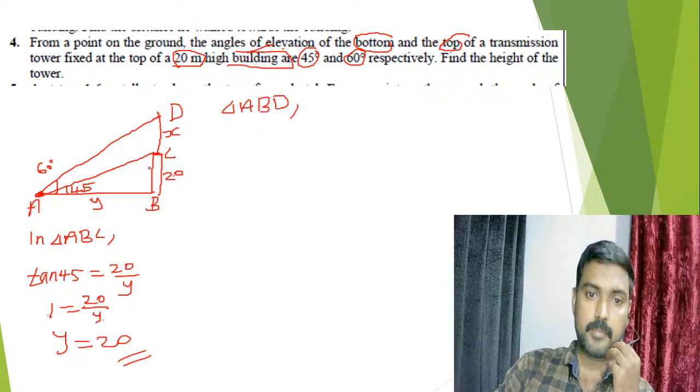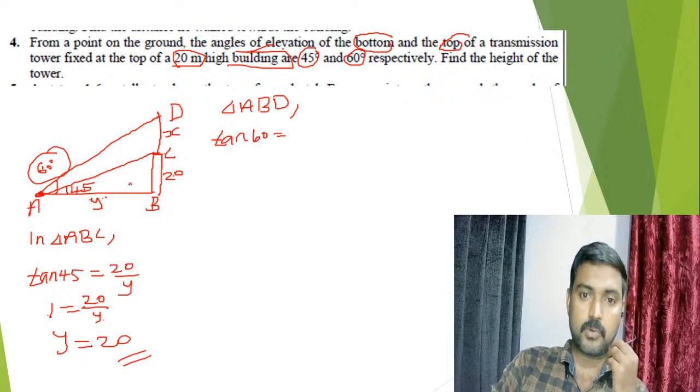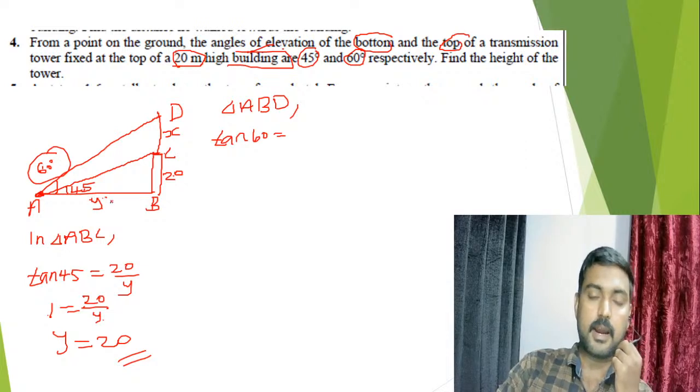Okay. Then the biggest triangle is there, triangle ABD. In triangle ABD, the angle is 60 degree. So tan 60 is equal to, why have we taken tan? Because opposite side and adjacent side are required. Adjacent is common for both triangles. That's why we considered the adjacent side.